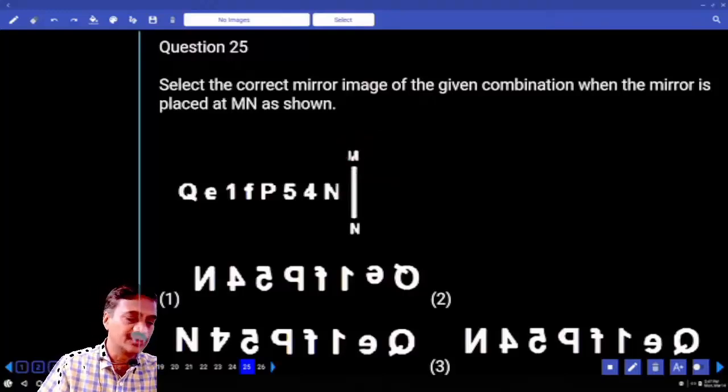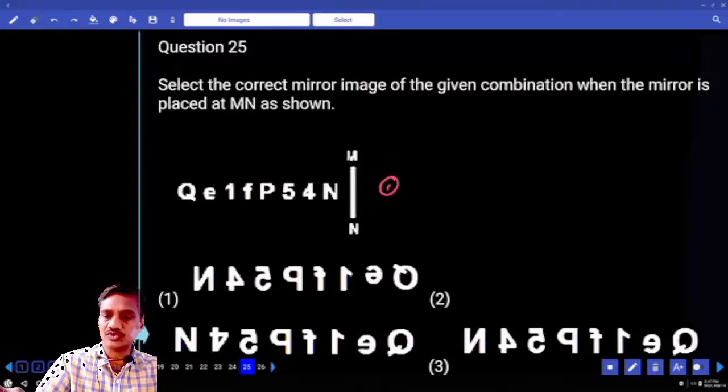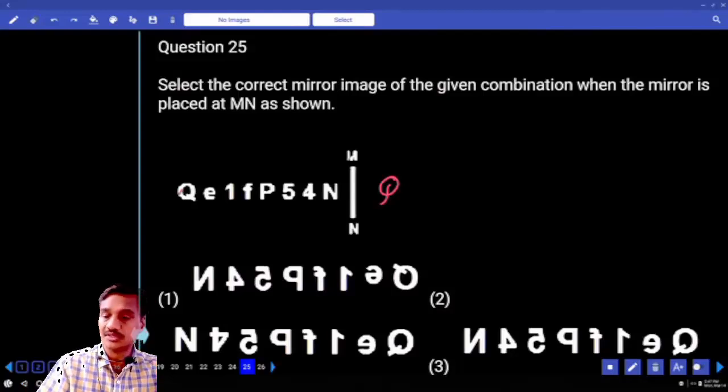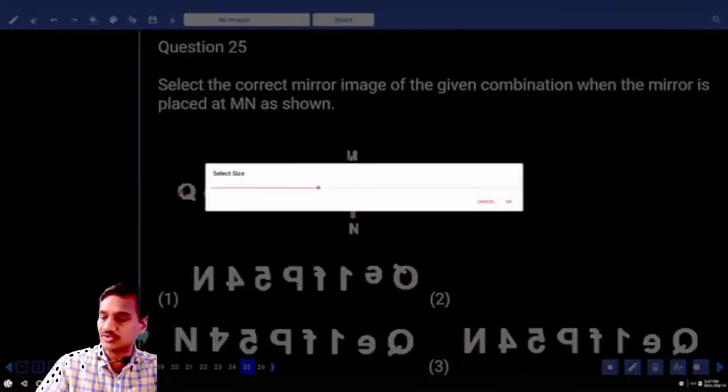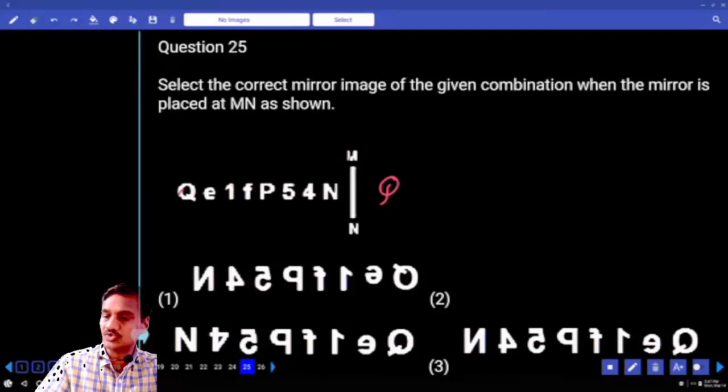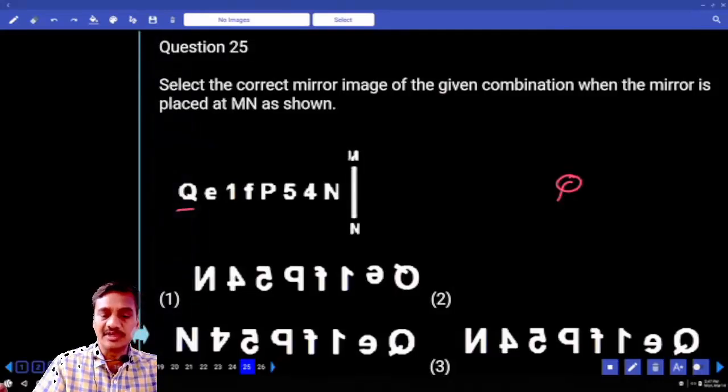Then 25th one. Now in this question number 25, a mirror image of this one. Hence this Q must be present like this. Q is here. Now which side will Q be? Since it is on the left hand side, which side should it be? Now this Q must be from the right hand side.